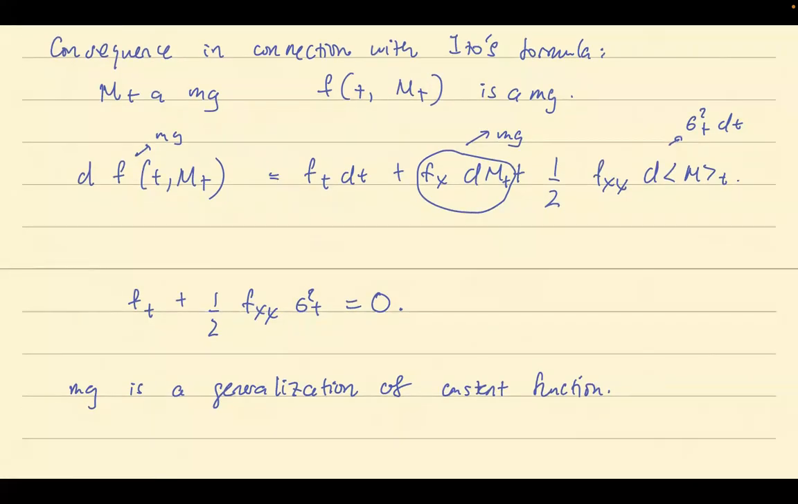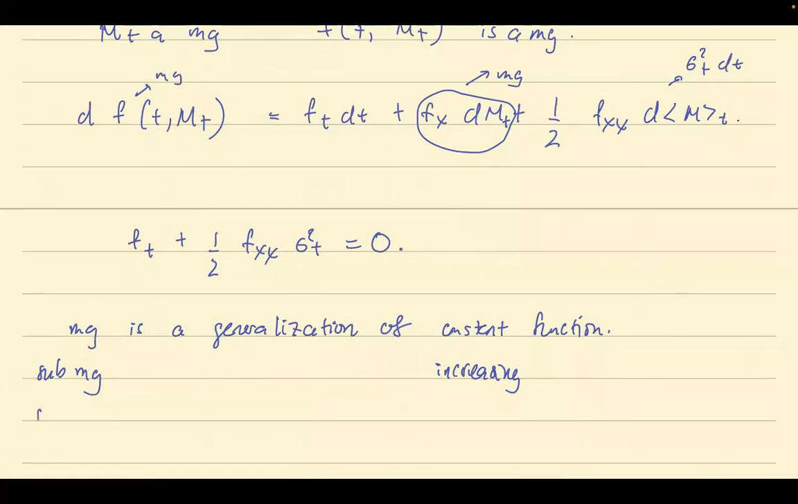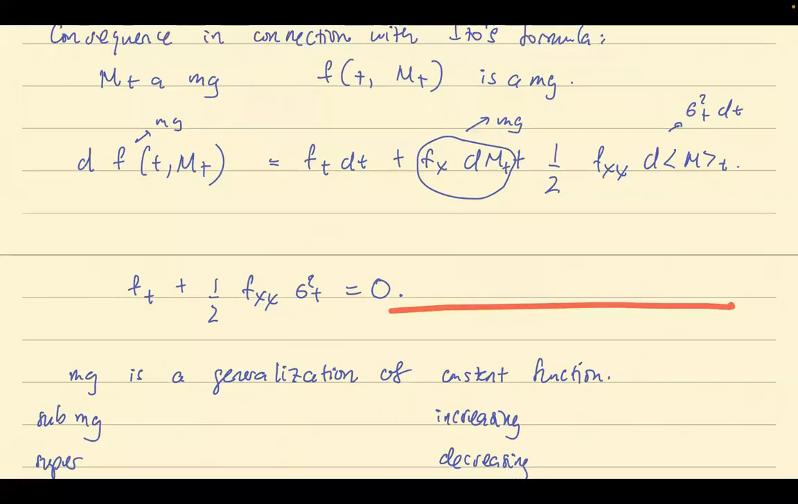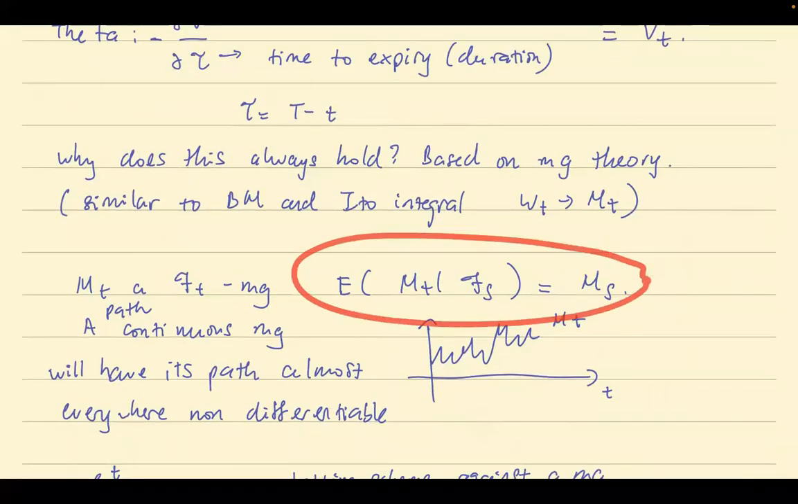Okay. I'm sure you have learned about sub-martingale and super-martingale from Professor Larson. So sub-martingale is a generalization of increasing, and super-martingale is a generalization of decreasing function, right? I won't go too much into it, but basically, with a constant function, you really just have a constant. With a martingale, what you have is constant on average, rather than constant.